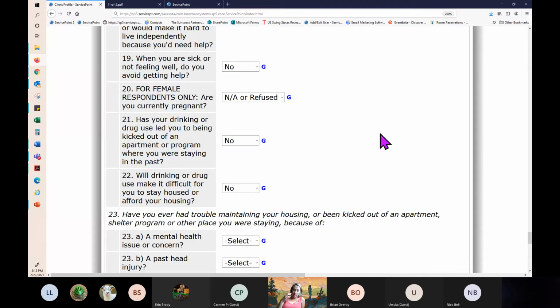If you have that feeling and that drive to respond based on your observation, have that conversation: if you tell me yes here, it's not going to affect your placement on the community by-name list, or whether you're connected to services or not. Honesty is how we're going to connect you with the most appropriate services.